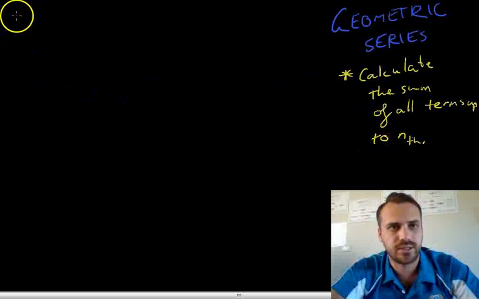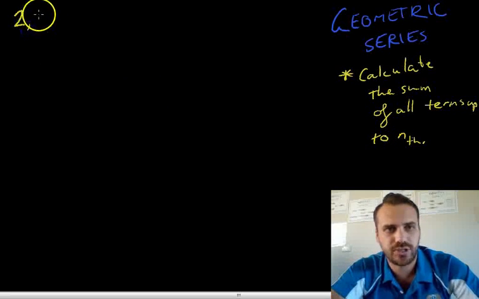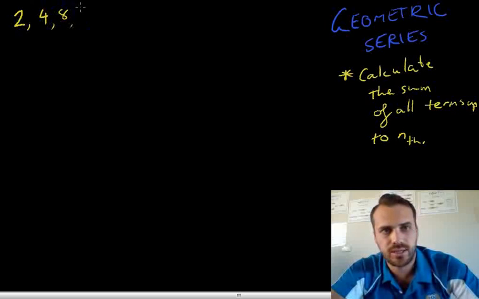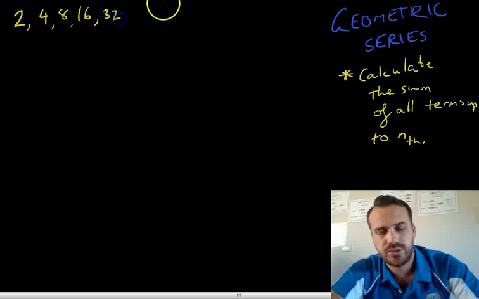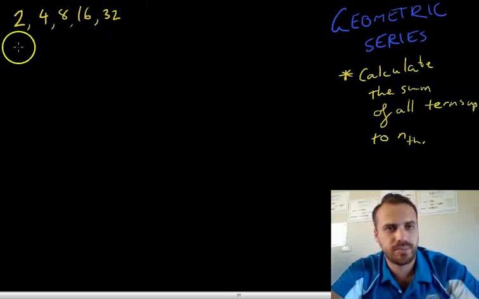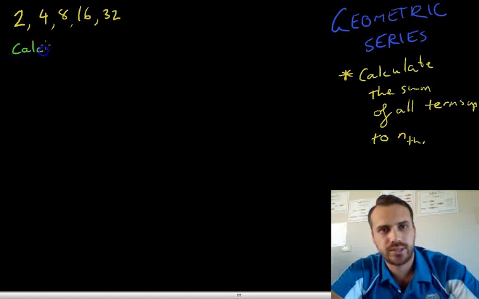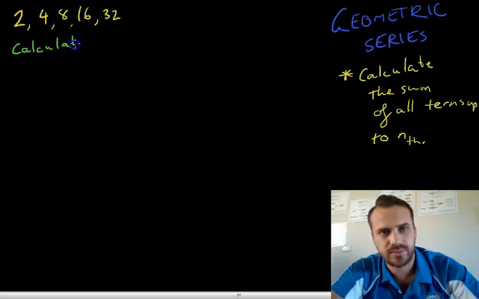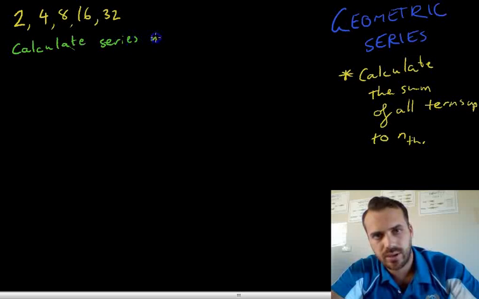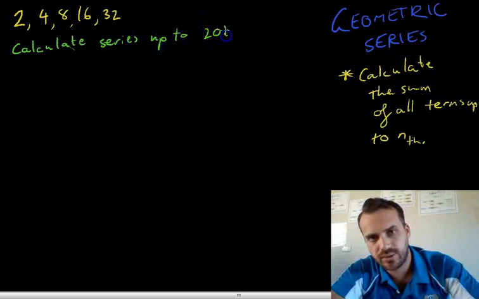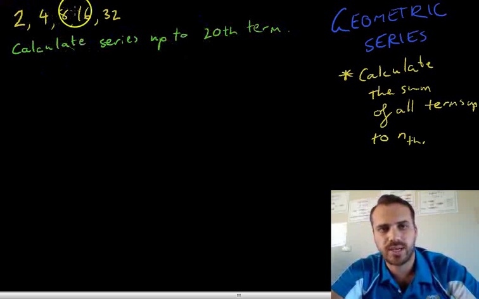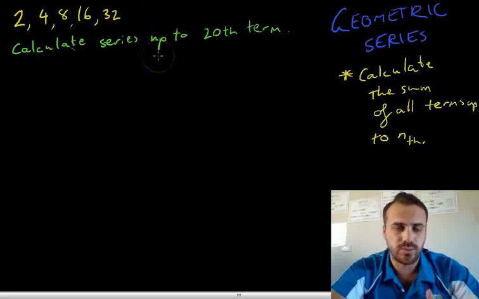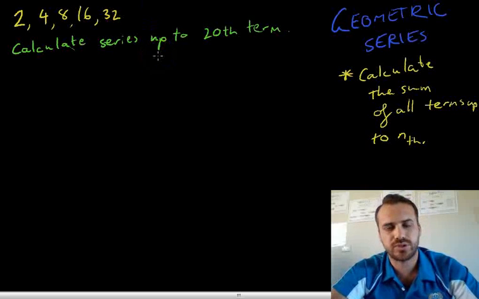So for instance, the question might be something like, here's a geometric series, 2, 4, 8, 16, 32, and the question might be, calculate the series up to the 20th term. And so what we're asking you is 2 plus 4 plus 8 plus 16 plus 32 plus all the way up to the 20th term. Add up all of those terms.